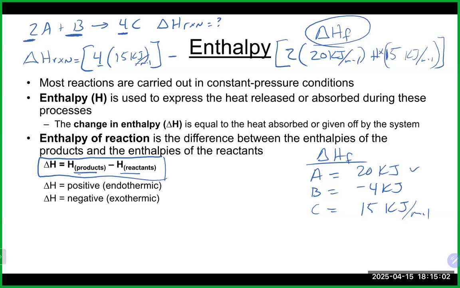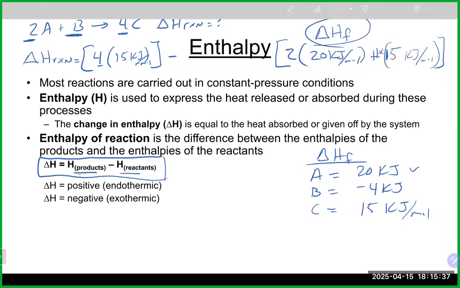So we'll take 4 times 15 minus, we got 2 times 20 plus 15. I feel like I did 15 twice there. A was 20 and B was -4. That was way, way wrong there. Hey, I'm still on spring break.